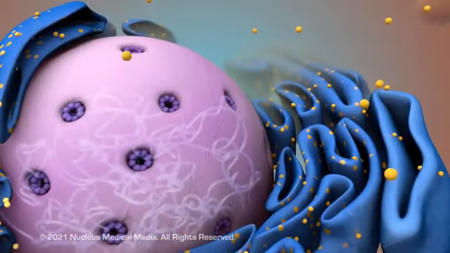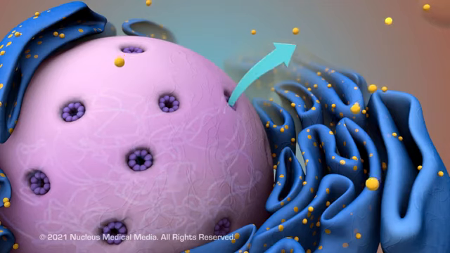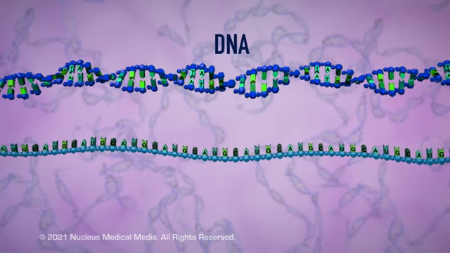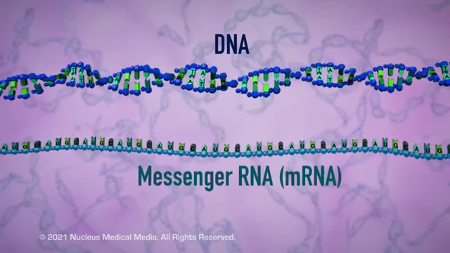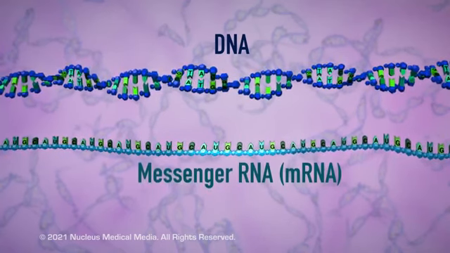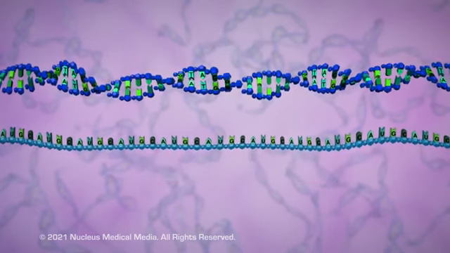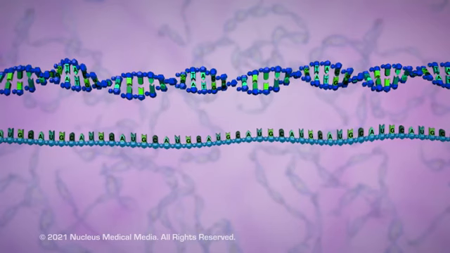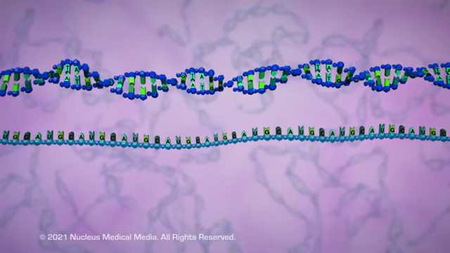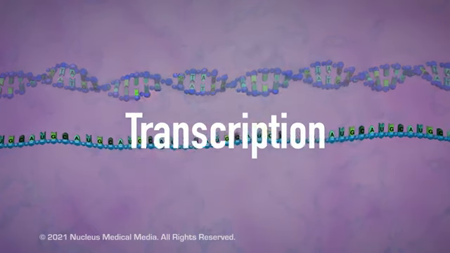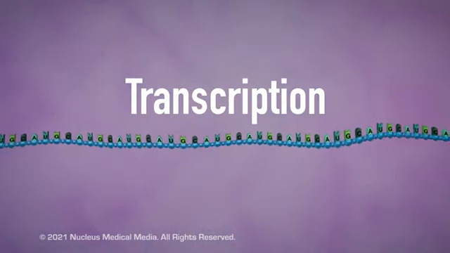So, how does the genetic code for synthesizing proteins get from the DNA to the ribosome? DNA uses a messenger called messenger RNA or mRNA to carry the genetic code from the nucleus to the ribosome. The process of building this messenger RNA is called transcription. Now, let's see how transcription happens.